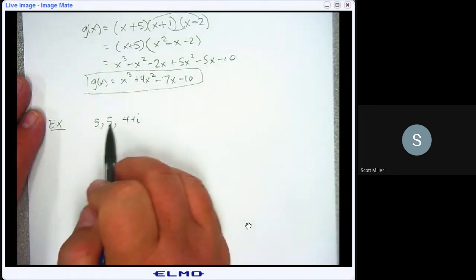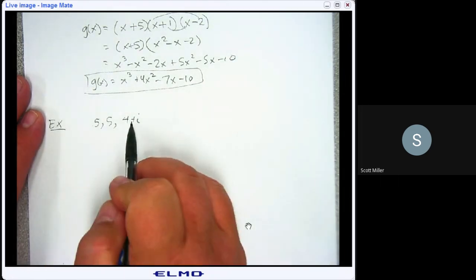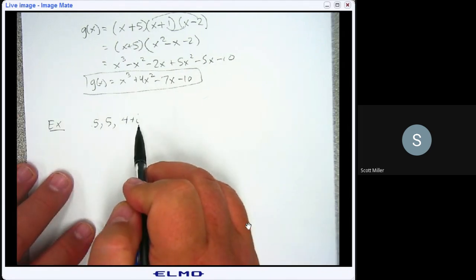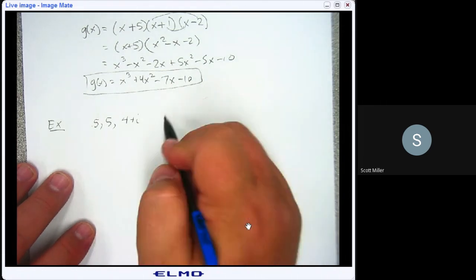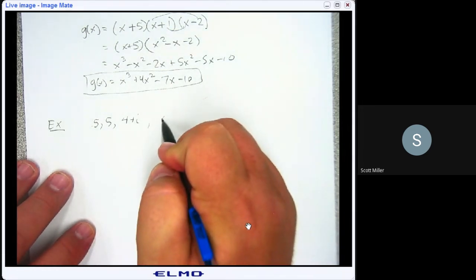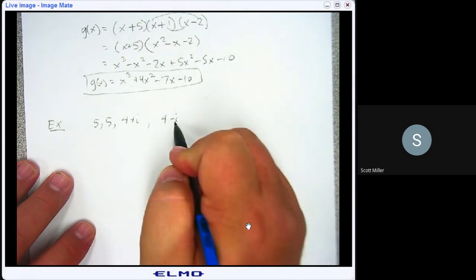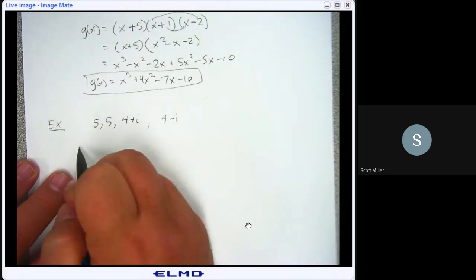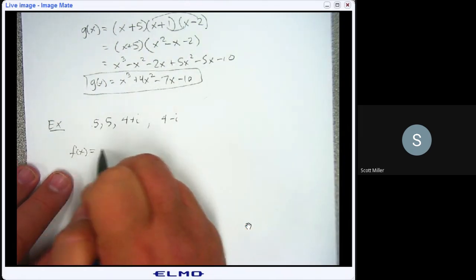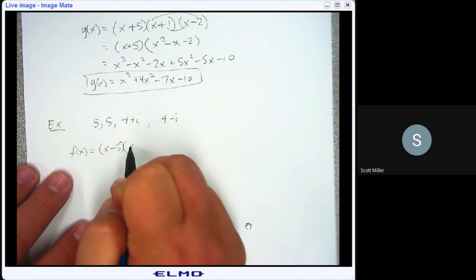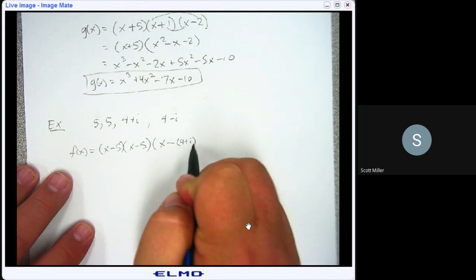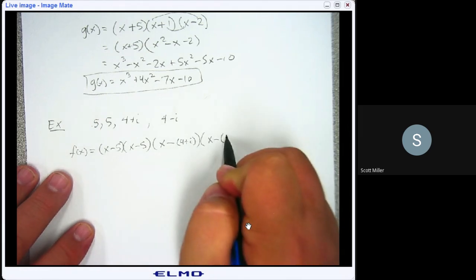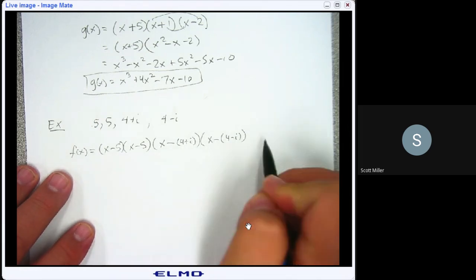Well, I have a repeated 5, so that's 2. This is 3, but this is complex. And so there's one that's not listed. Complex zeros come in pairs. You can't have just one. So there is another one that they did not list that you need to be aware of, and that's the conjugate of it. So when you write your polynomial, you'll write x minus 5, x minus 5, x minus 4 plus i, and x minus 4 minus i. You have to write it that way.